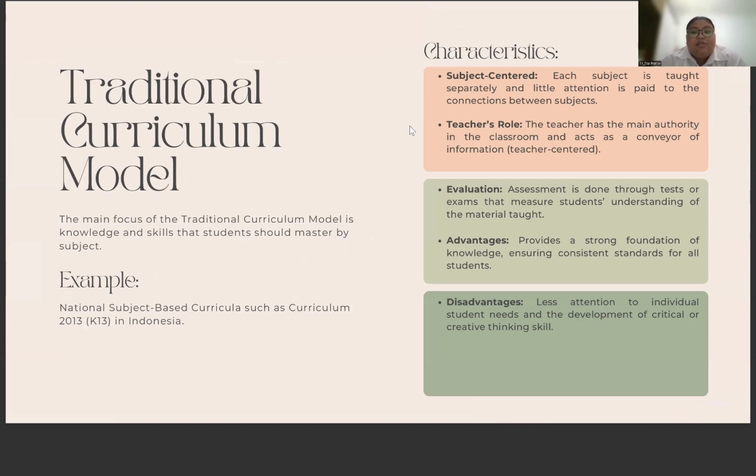The main focus of the traditional curriculum model is knowledge and skill that students should master by subject. Knowledge is considered fixed and unchanging, so the curriculum is designed around core subject. Traditional curriculum models are linear. It means that students learn selected skill and learn a specific set of knowledge, complete an assessment, and move on to the next stage. A linear model does not allow students to revisit concepts or vary the pace.